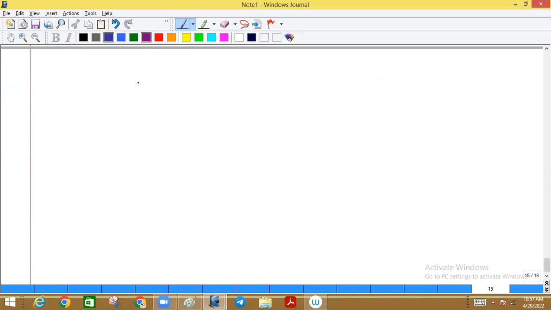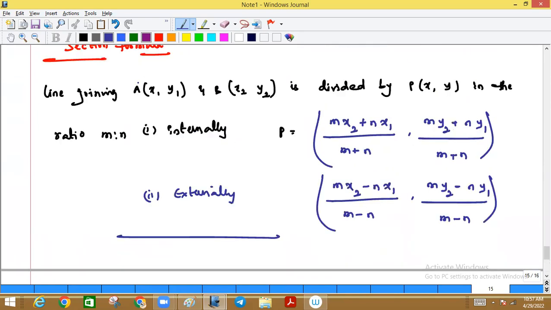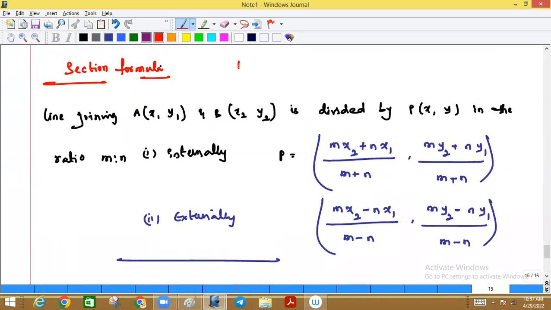Suppose here the meaning is this is A (x1, y1), this is B (x2, y2), and it is divided by point P internally in the ratio m is to n. If suppose m is equal to n, P becomes what? Midpoint.